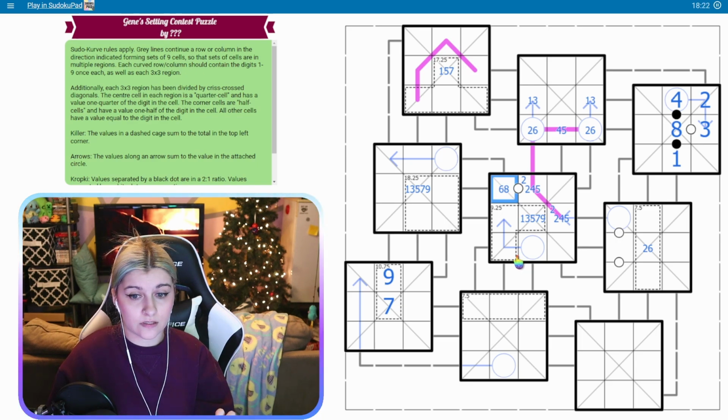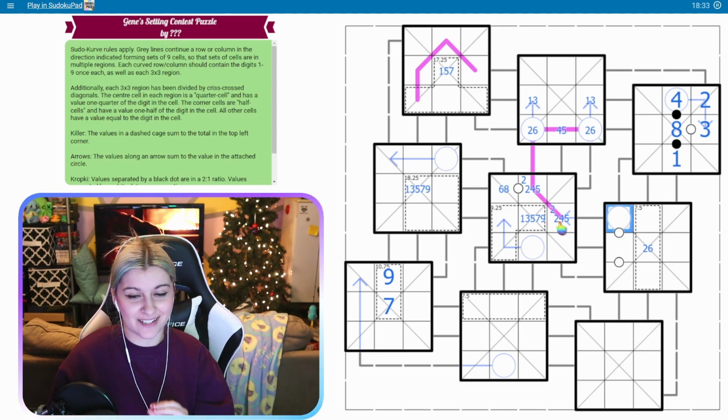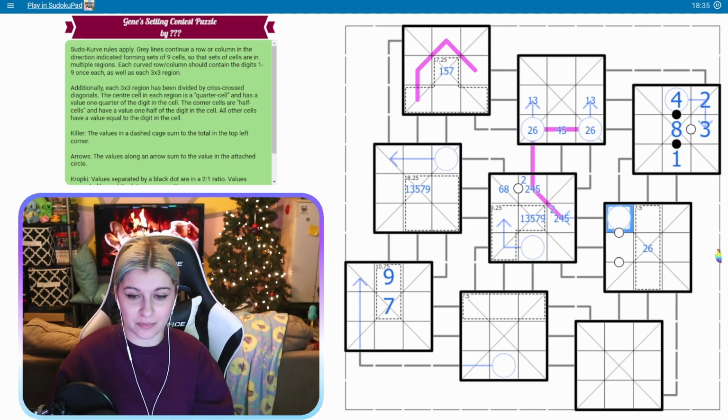What else? This is a whole number. This is a half number. So this has to be double what this is. The number I write in needs to be double what this is. So if this is a 2, this would be a 4. If this is a 4, this would be an 8. There's no way this can be a 5. This would be a 10. Okay, so this is 4 or 8.